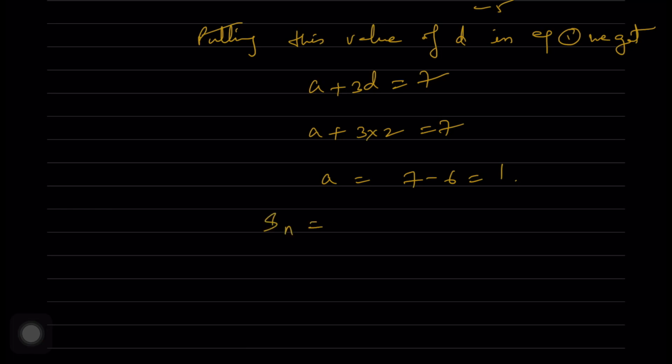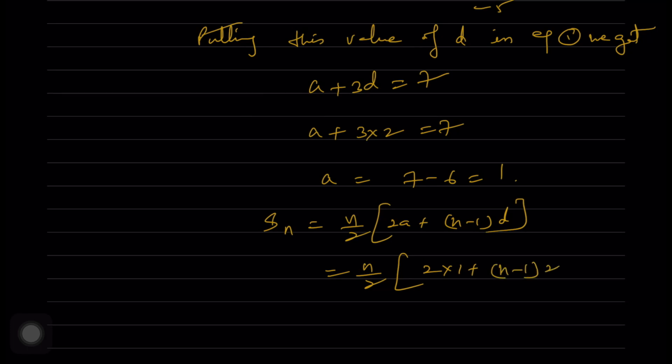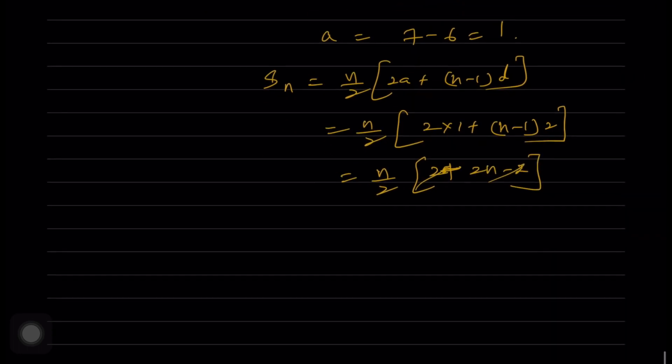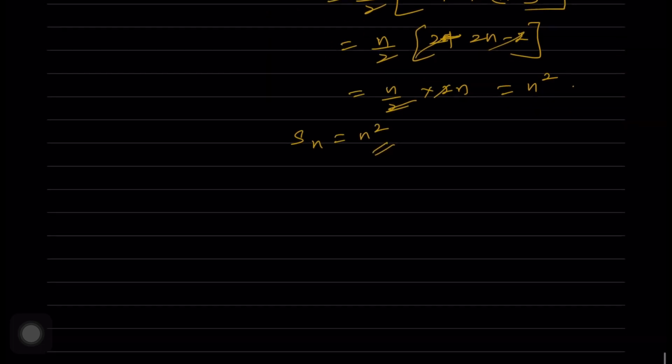So now, what is Sn equal to? n by 2 into 2a plus n minus 1 into d, which is equal to n by 2 into 2 into 1 plus n minus 1 into 2. d is 2, isn't it? So which is equal to n by 2 into 2 plus 2n minus 2. So the 2 minus 2 will get cancelled. n by 2 into 2n. So the 2s will cancel. The answer is n square. So we are getting Sn is equal to n square as the answer.